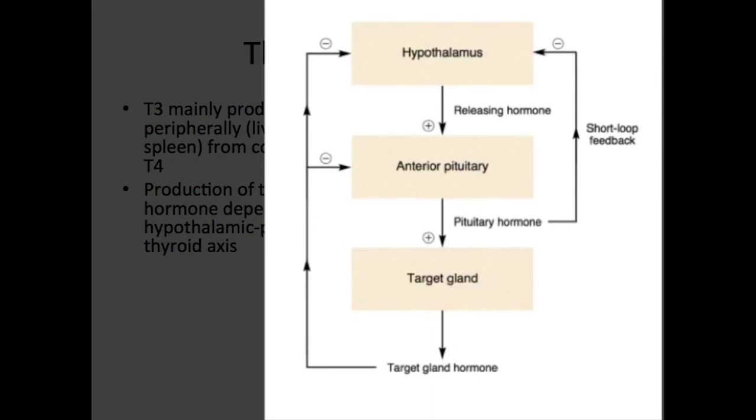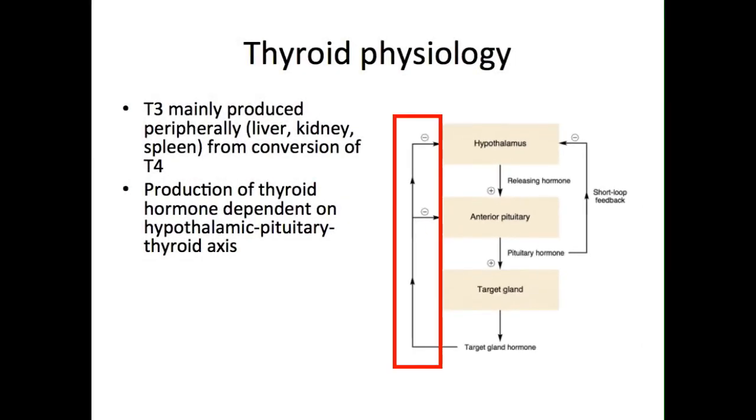In turn, TSH stimulates the release of T3 and T4 from the thyroid gland, as well as stimulating the peripheral conversion of T4 to T3. This mainly occurs in the liver, spleen, and kidneys. An increase in thyroid hormone levels leads to negative feedback, where there is inhibition of the hypothalamus and anterior pituitary in producing TRH and TSH. Conversely, this system allows for an increase in TRH and TSH levels if there is a fall in thyroid hormone levels.